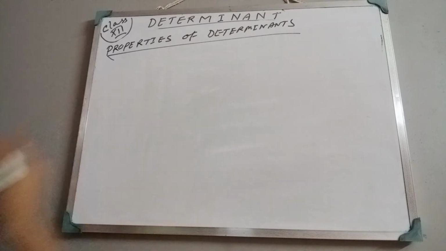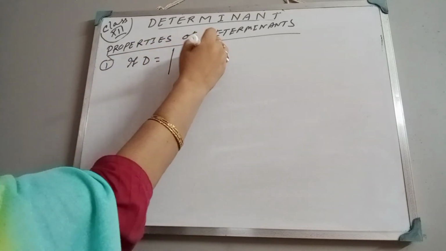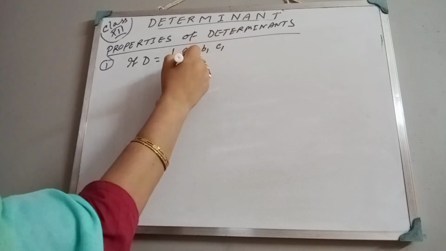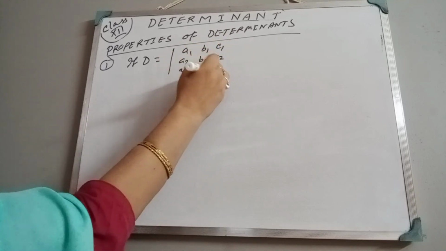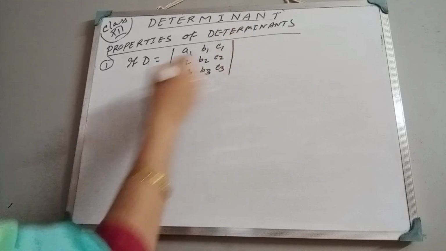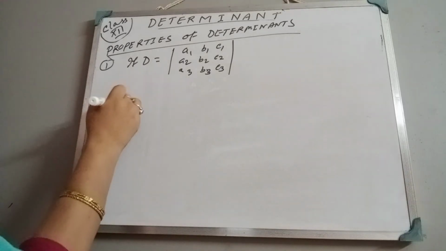Properties of determinants. Okay, first property is what? The value of a determinant remains unaltered by changing its rows into columns and columns into rows. That means if I write, say, D equals A1 B1 C1, A2 B2 C2 and A3 B3 C3, this is the determinant D. By changing its rows into columns and columns into rows, we get, say, the next determinant.